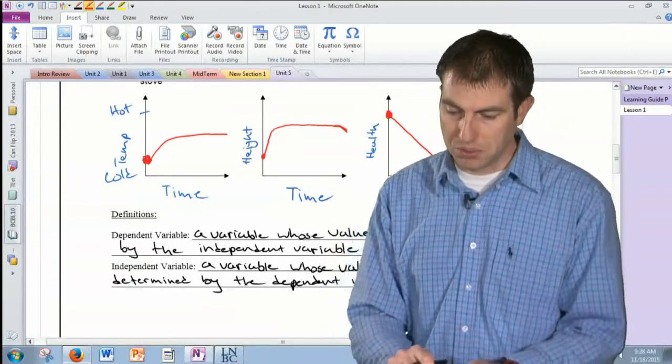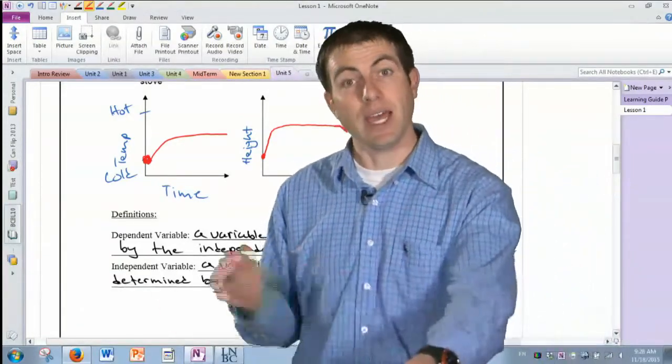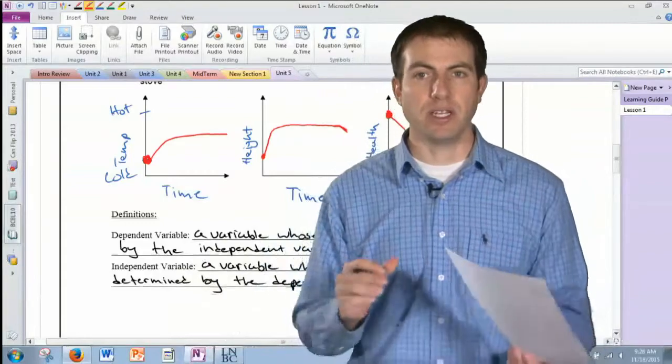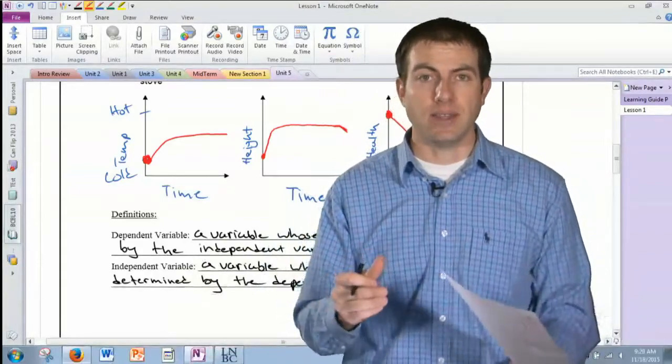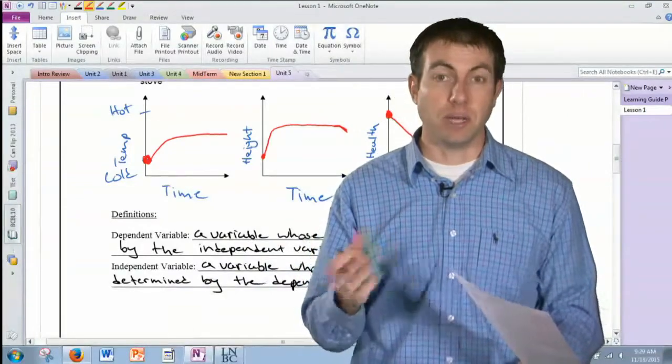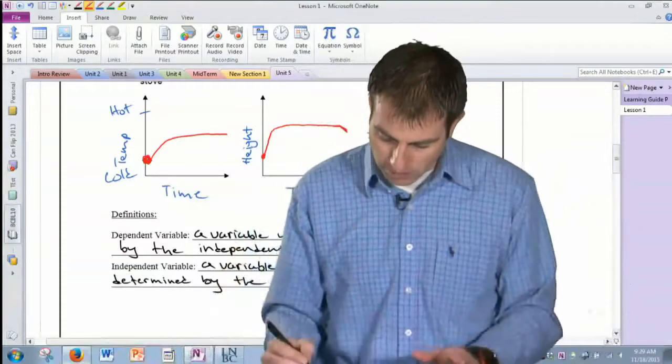So a dependent variable is a variable whose value is determined by the independent variable. So the dependent variable is dependent on the independent variable. The independent variable is the thing we're altering, the thing we're changing, and the dependent variable changes as a result of it. So we'll look at some examples here.